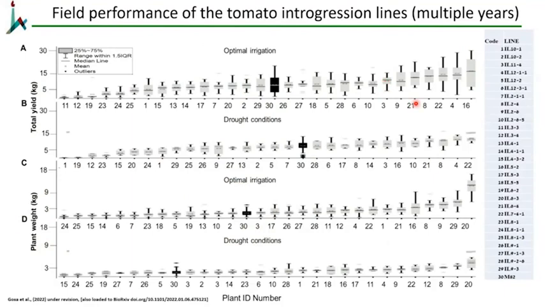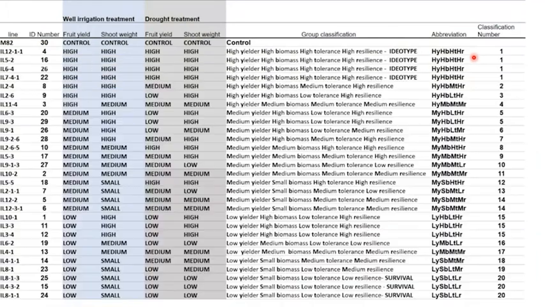And we chose plants which are at least 20% higher than the M82, or similar to the M82, or 20% lower than the M82. For example, you can see this line IL1211. When you compare it to the M82, you can see that it had higher yield and higher shoot mass under well irrigation condition. It also had higher yield and higher shoot weight under drought. So this is an ideotype, or we call it high yielder, high biomass, high tolerant, and high resilient plants. This is the abbreviation. We did the same characterization for all the 30 lines.